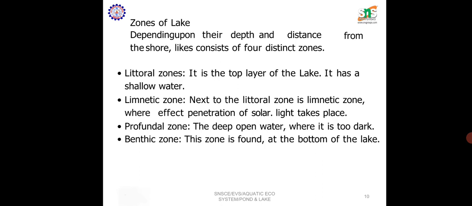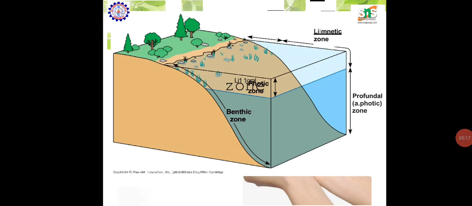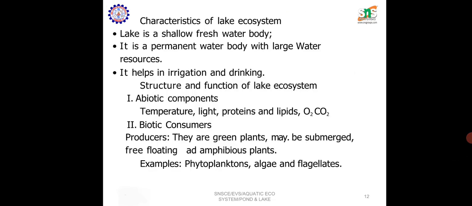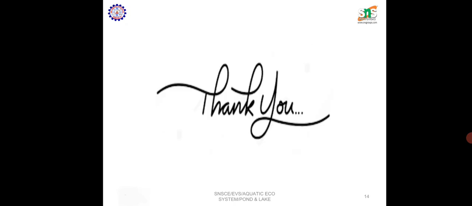Zones of lake. So littoral zone, limnetic, profundal and benthic zone. So these are the four types of zones of a lake. So this is the pictorial representation. And what would be the characteristics? It is a freshwater body, it helps in irrigation and drinking, and it is a permanent water body, and it will help for both biotic components. And for the consumers, we know about the primary, secondary and tertiary consumers, how they are getting their food.